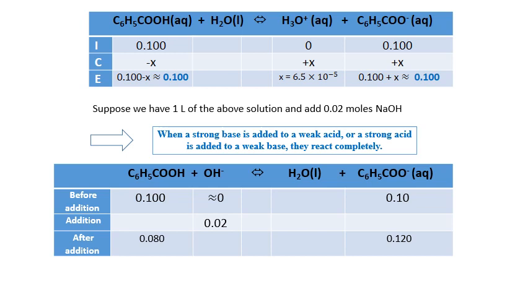Okay, and now as I say, it's going to react completely. That means every one of these hydroxide molecules is going to kill one of these benzoic acid molecules. You'll have 0.080 left over of the benzoic acid, and benzoate is produced in that process. It becomes 0.120. Okay, so just subtract the 0.02 from the one number and add it to the other. Okay. So that's the situation that we have after adding the 0.02. It changes the ratio of benzoic acid to benzoate.